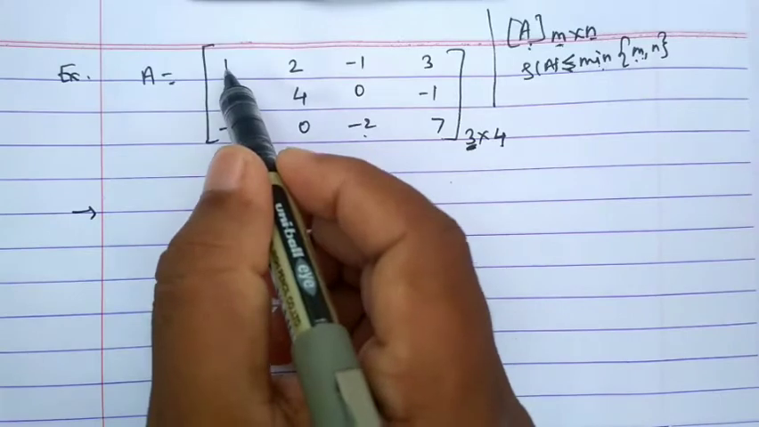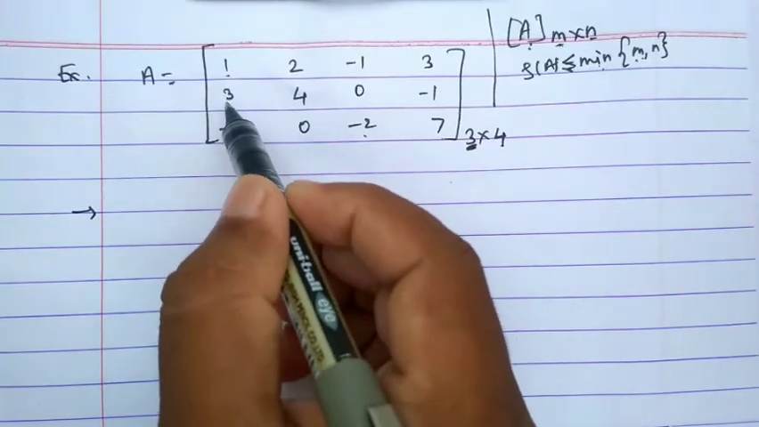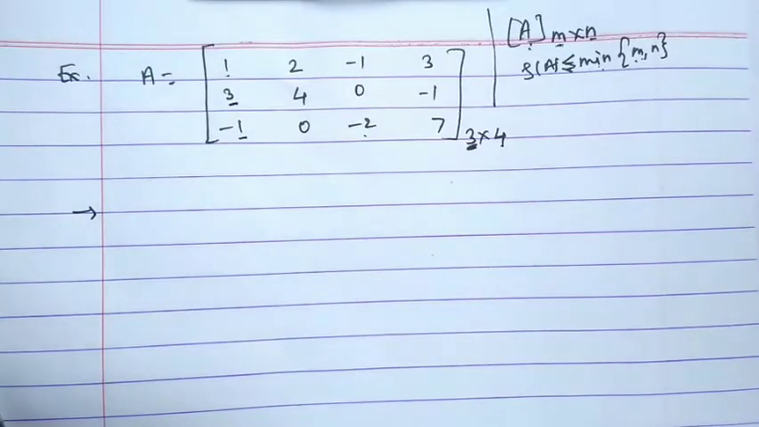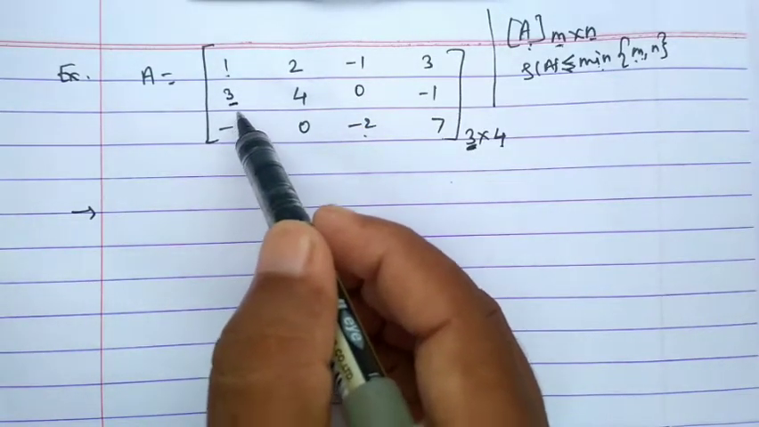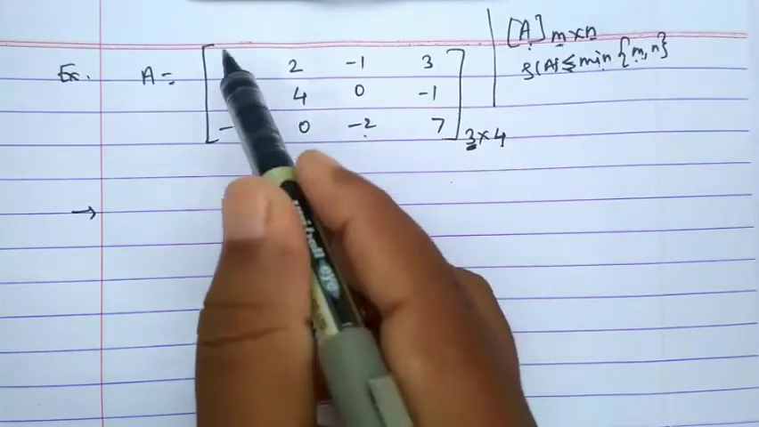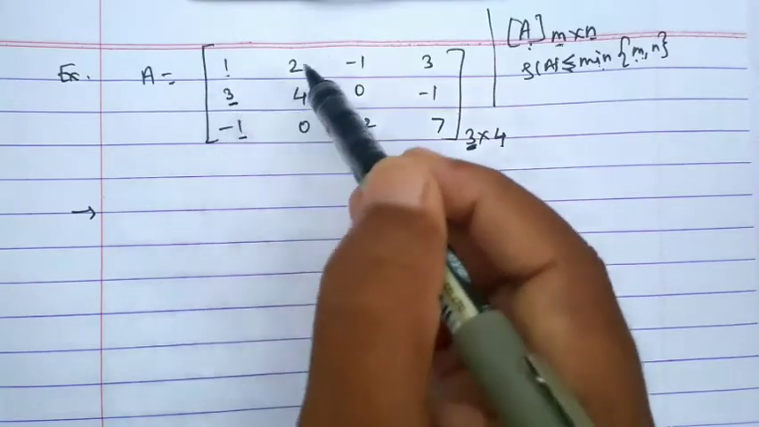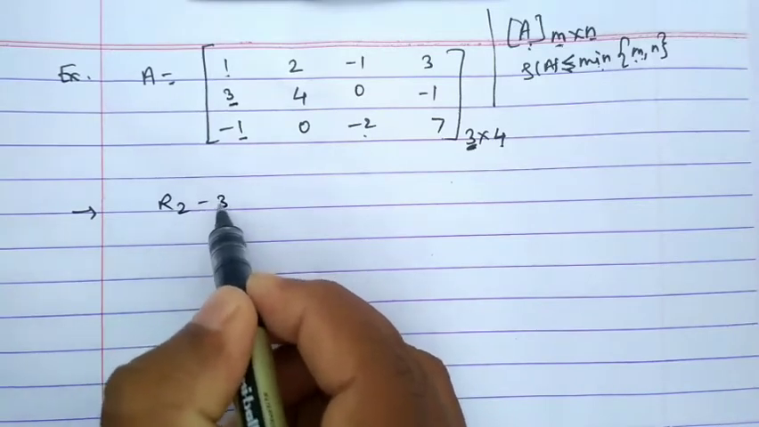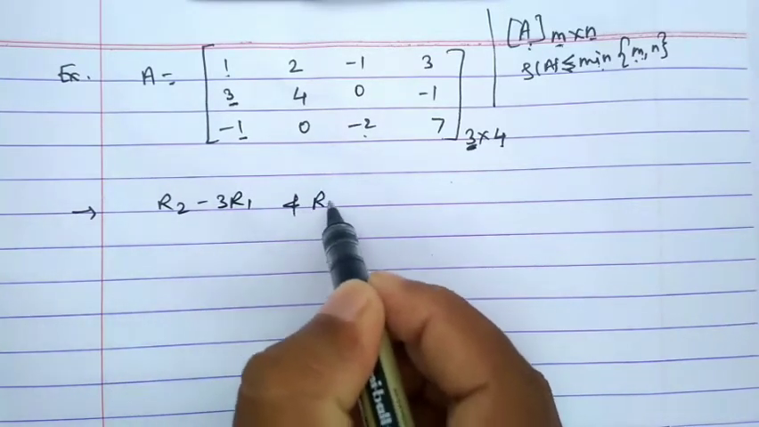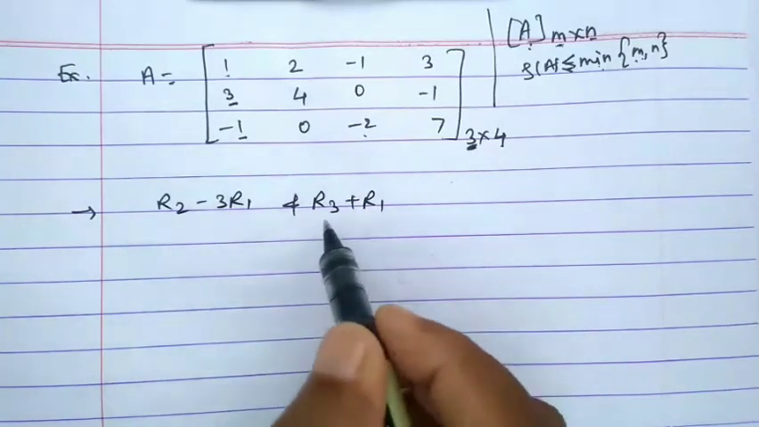Here we have to make both this element and this element 0 by using row 1 only, because I already told you that to make the 0 in the first column, these are the first column elements, use only the first row. So the operations are R2 minus 3 times R1 and R3 plus R1. Why is it R3 plus R1?